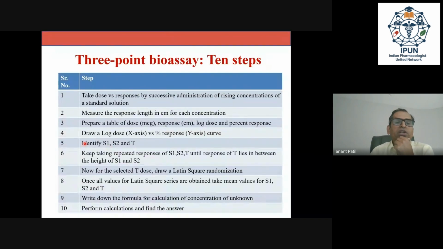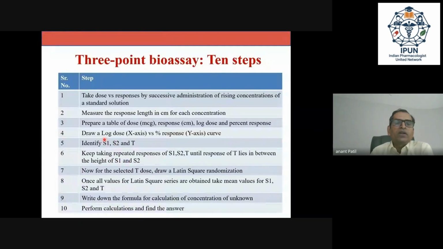So what is now changing is we have to select S1, S2, T. Now how do I select this? That I will discuss in the coming slide, because selecting S1 and S2 is the most critical thing in the 3-point bioassay, because once you select S1 and S2, then we have to make a Latin square. And I'll also explain what is the meaning of Latin square randomization. So once you have S1, S2 and T, keep taking the responses until the T lies in between S1 and S2. So 2 things when you select S1 and S2.